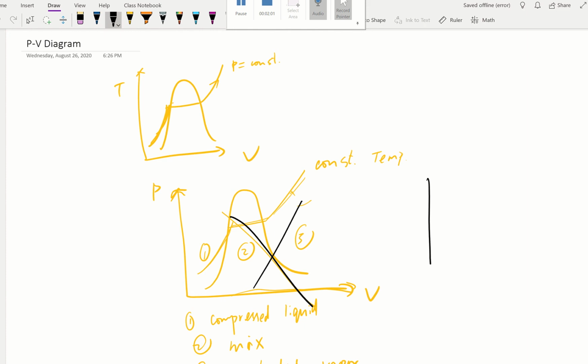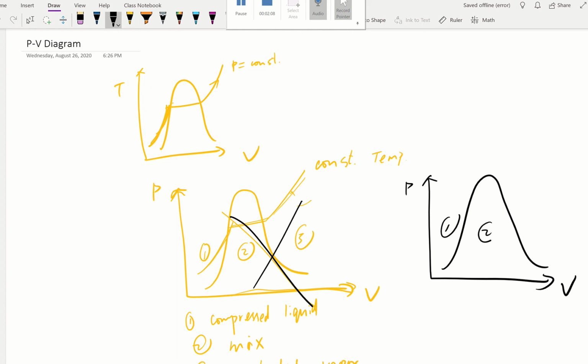So what would be the correct way to draw a PV diagram? You have the same dome, the same regions. However, it should follow the other way around. That's going to be our constant temperature line. Why? Let's think about it. If you go this way, in the direction where the pressure goes up, what happens to the specific volume? It decreases. And that's what we want.